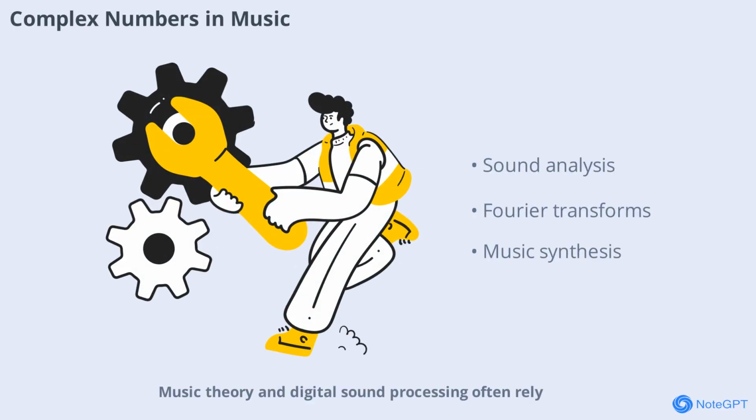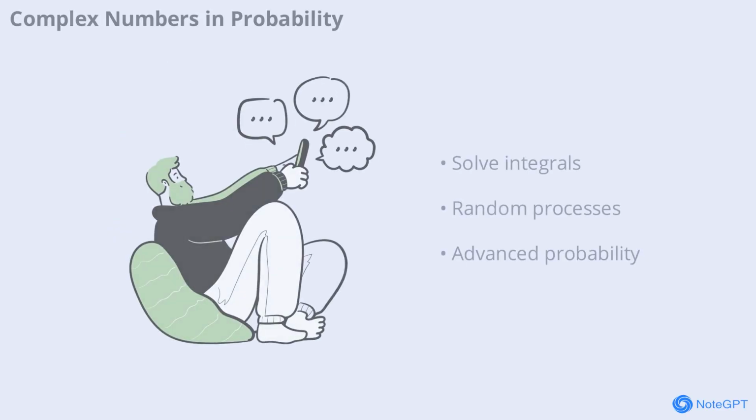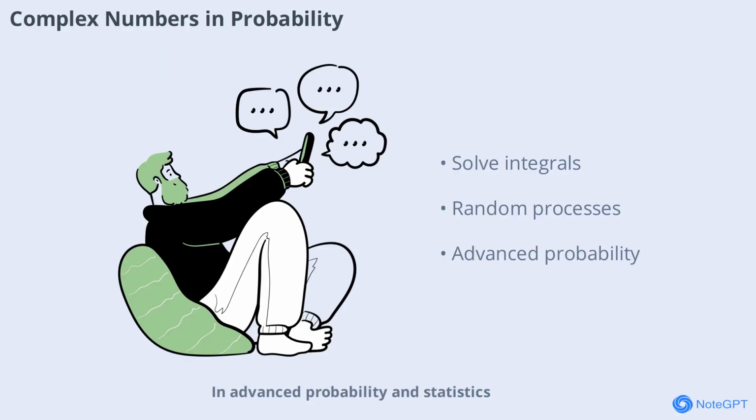Music theory and digital sound processing often rely on complex numbers to analyze and synthesize sounds. Fourier transforms, which break down sounds into their components, use complex numbers at their core. In advanced probability and statistics, complex numbers are used to solve certain types of integrals and analyze random processes. This mathematical tool expands the range of problems that can be tackled in these fields.